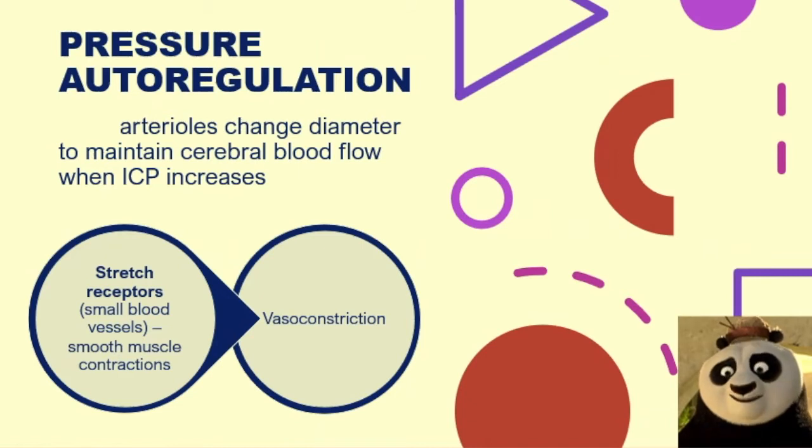Now, you have your pressure autoregulation. Class, your pressure autoregulation is taken care of by your arterioles changing diameters to maintain cerebral blood flow whenever ICP increases. So whenever the ICP increases, it is the arterioles that change in size. To understand pressure autoregulation, you need to remember that the stretch receptors, which can be found on the small blood vessels, cause smooth muscle contractions, and these contractions lead to vasoconstriction.